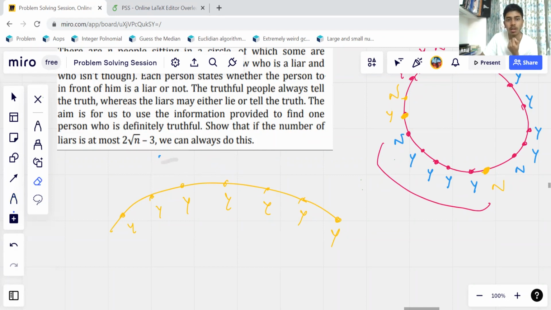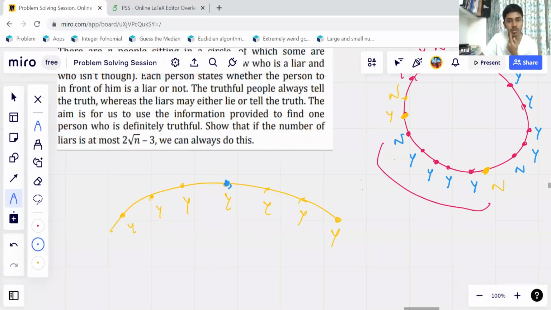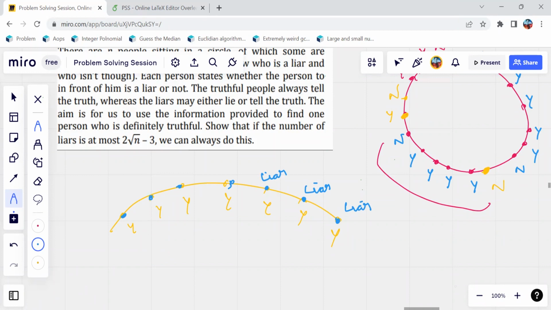Actually, instead of picking the middle guy, maybe we want to pick... No, even if you pick the middle guy, the next guy should also be a liar, right? Say I'm picking this guy and claiming he is the truthful guy. But if he is a liar, then so is everyone before him, right? And so on. This person saying yes means the next person is truthful, right? The liar can choose to be truthful.